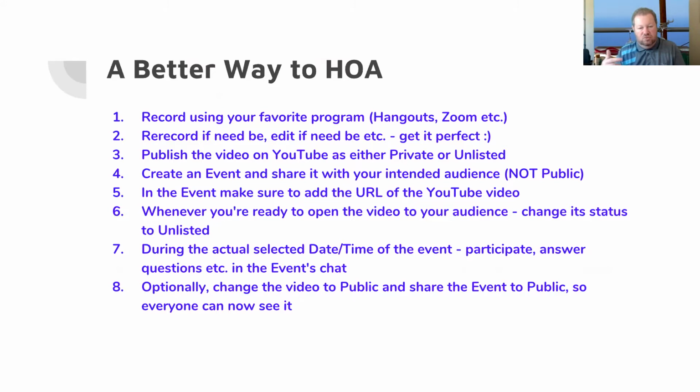So anyway, once you share it as unlisted and you share the event, you would also share the URL of the video in that event, so people who get it know exactly where to watch it. Okay, then the next thing that's happening is you change the status, like I said, to unlisted, so they can see it. And then during the selected date and time of the event, you make yourself available, participate, type comments and questions, answer questions, add additional photos if you want, or anything you want to do.